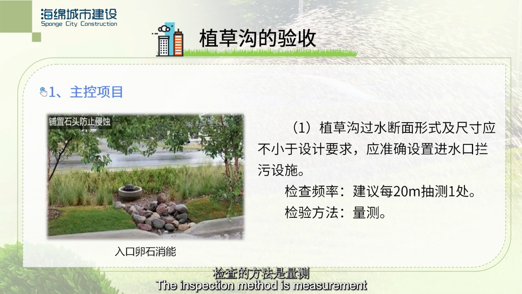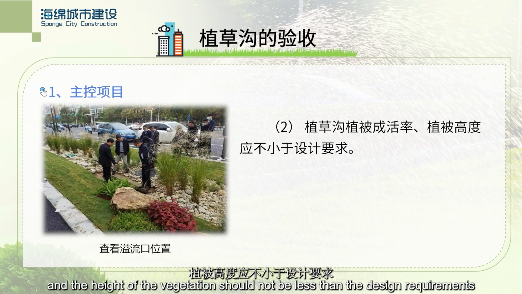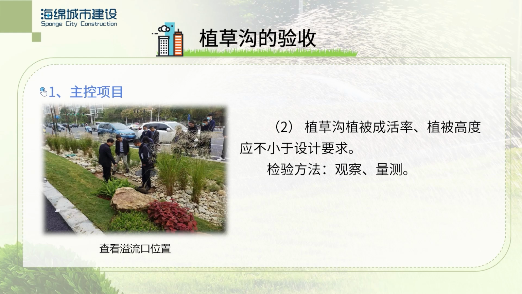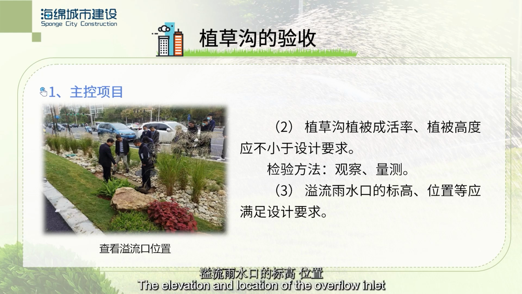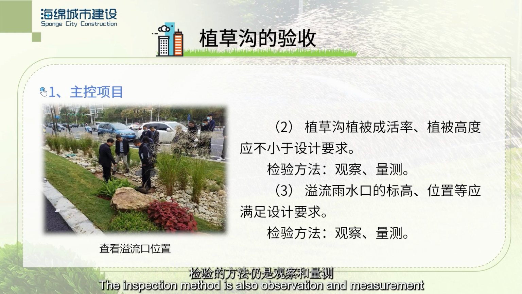The inspection method is measurement. The survival rate of the vegetation in the grass swale, and the height of the vegetation, should not be less than the design requirements. The inspection method is also observation and measurement. The elevation and location of the overflow inlet should also meet design requirements. The inspection method is also observation and measurement.